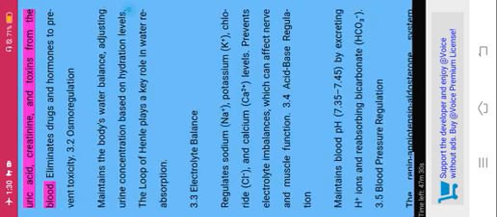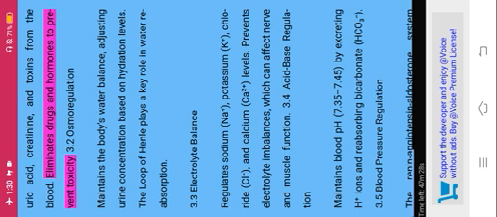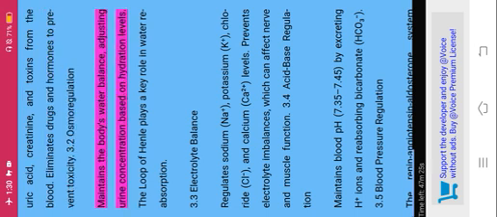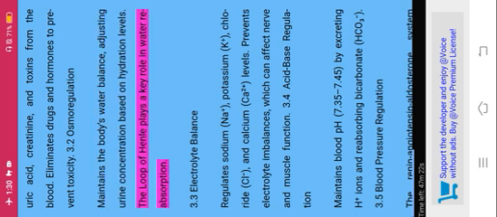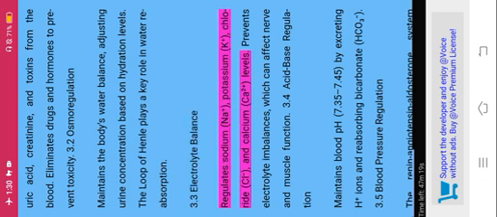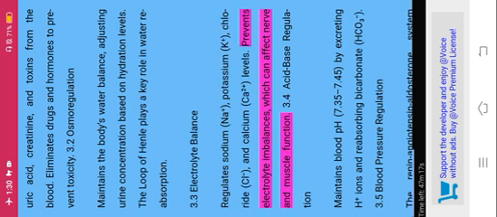3. Functions of the kidney. 3.1 Excretion of metabolic waste: filters urea, uric acid, creatinine, and toxins from the blood. Eliminates drugs and hormones to prevent toxicity. 3.2 Osmoregulation. Maintains the body's water balance, adjusting urine concentration based on hydration levels. The loop of Henle plays a key role in water reabsorption. 3.3 Electrolyte balance. Regulates sodium (Na), potassium (K), chloride (Cl), and calcium (Ca²⁺) levels. Prevents electrolyte imbalances, which can affect nerve and muscle function.